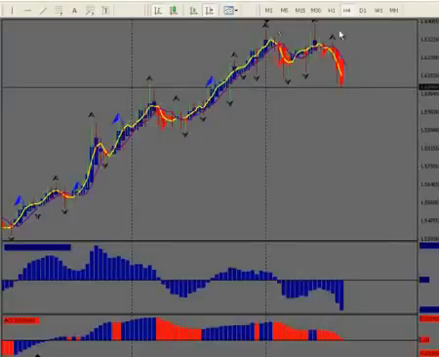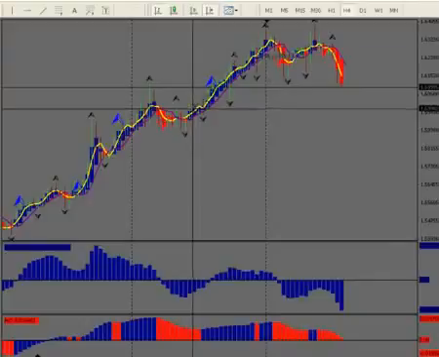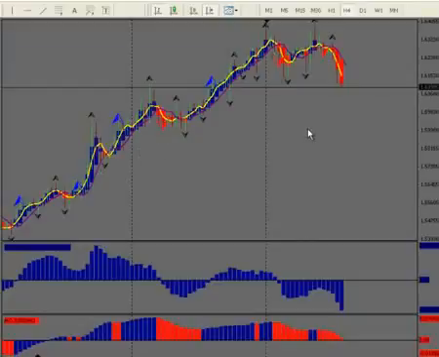Mega trades. These big trades like this are what we want you to get into. That was only 300 pips. But what if you'd been trading this whole trend here? There's been hundreds and hundreds of pips in there. And that's what we want to show you how to do, is get into those mega trades.